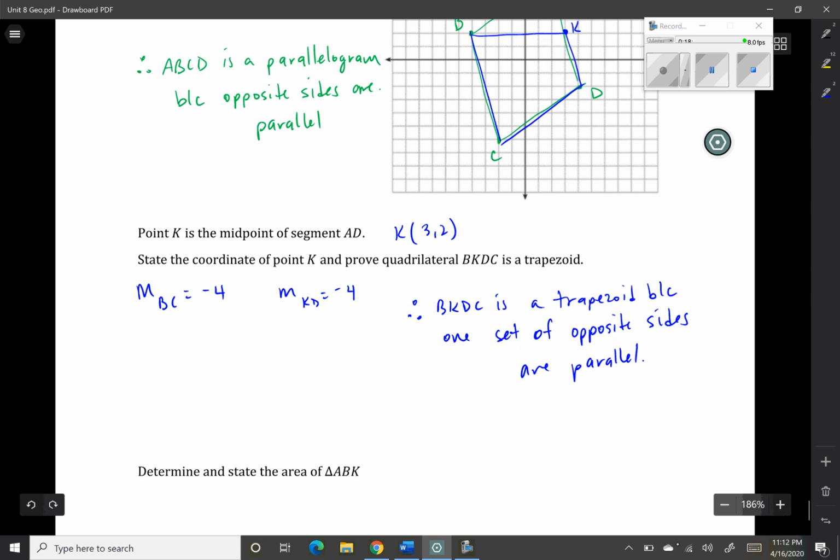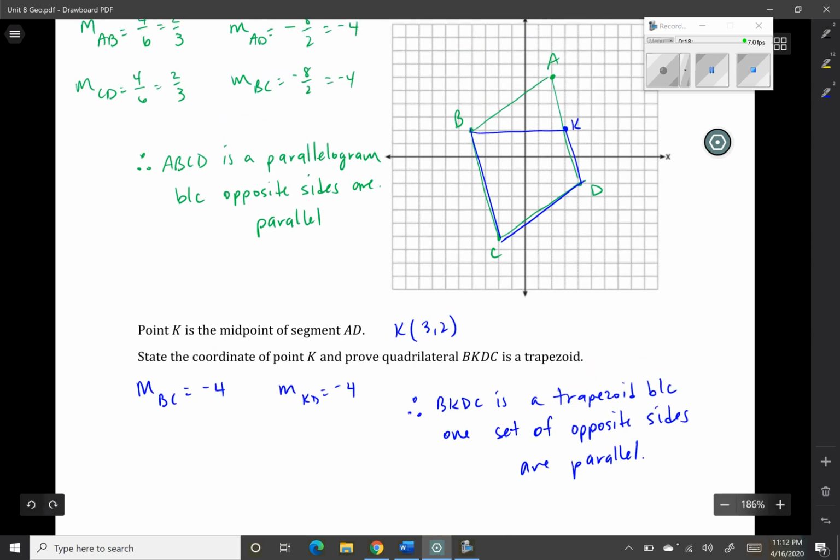The next part says, state the area of triangle ABK. To find the area of triangle ABK, I need to find a height and a base. So height and base have to be perpendicular. Notice none of these sides are perpendicular to each other. So I'm going to have to drop in an altitude. I'm going to have to drop in a height. So if I take any point, A, B, or K, and draw a perpendicular line to the opposite side, I wind up having a height.